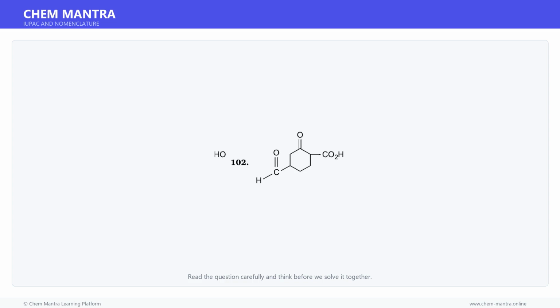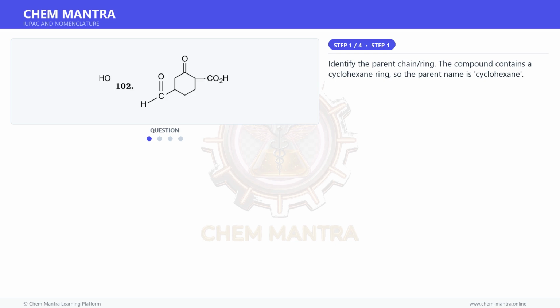Here is a question. Read it carefully and think about the answer. Let us solve it step by step. Let us begin solving this step by step. Identify the parent chain ring. The compound contains a cyclohexane ring, so the parent name is cyclohexane.